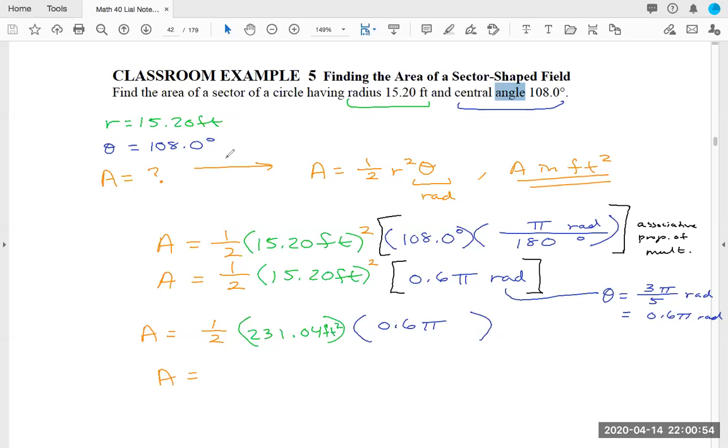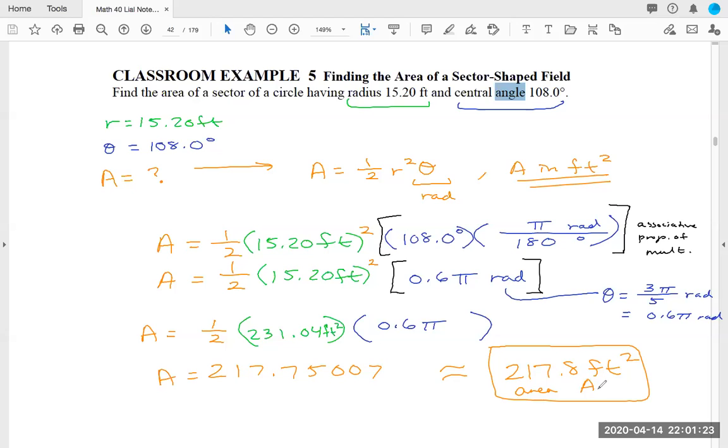Okay, so the area comes out to 217.75007, which is about 217.8 feet squared. Okay.